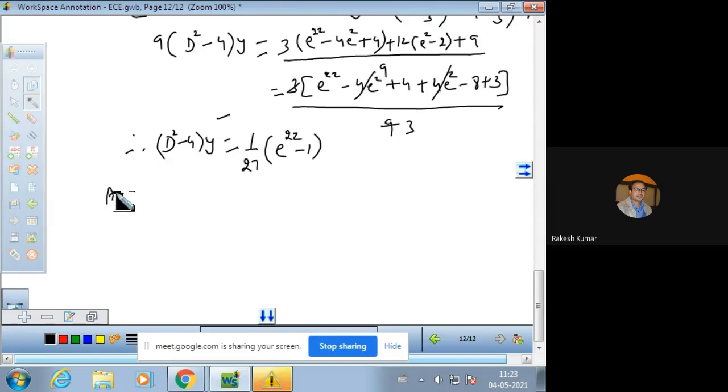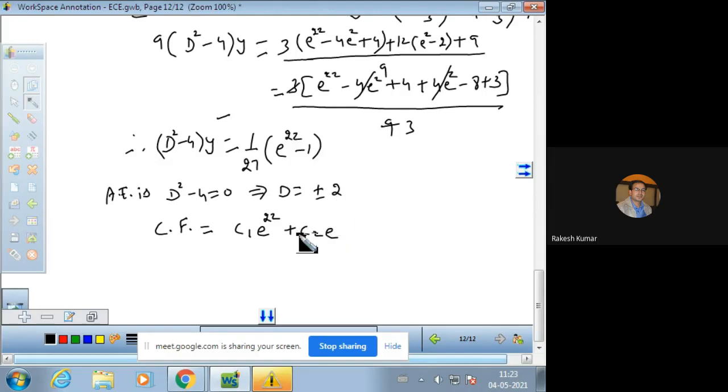You can write down the auxiliary equation: D square minus 4 is 0. So it will give you D is equal to plus minus 2. So these are the roots of the differential equation. With the help of roots, you will be able to write down the complementary function, that is C1 e raised to power 2z. Remember, we are in the z variable now in place of x. So for the second root minus 2, you will have C2 e raised to power minus 2z. This is the complementary function.